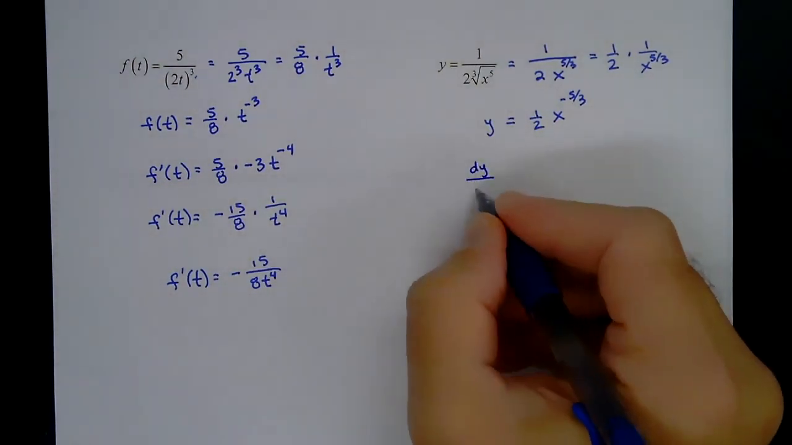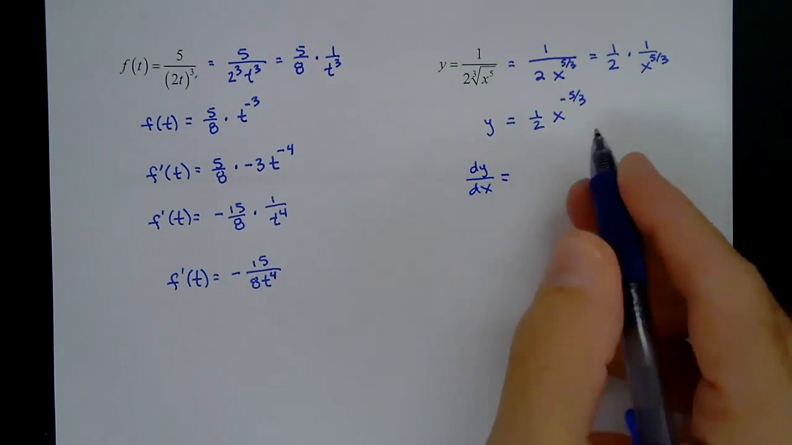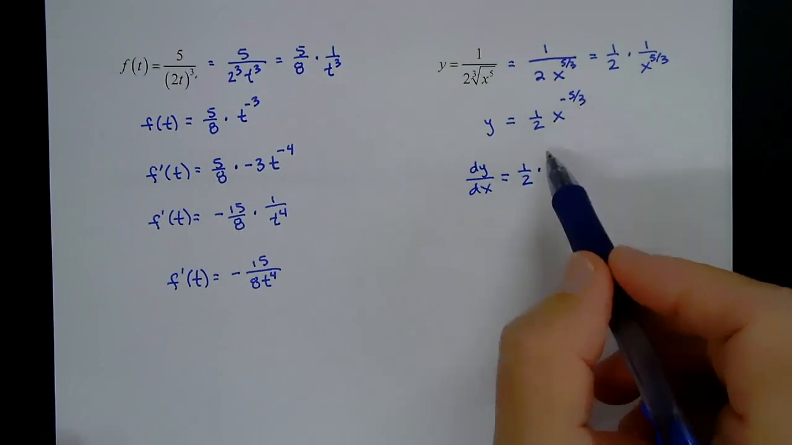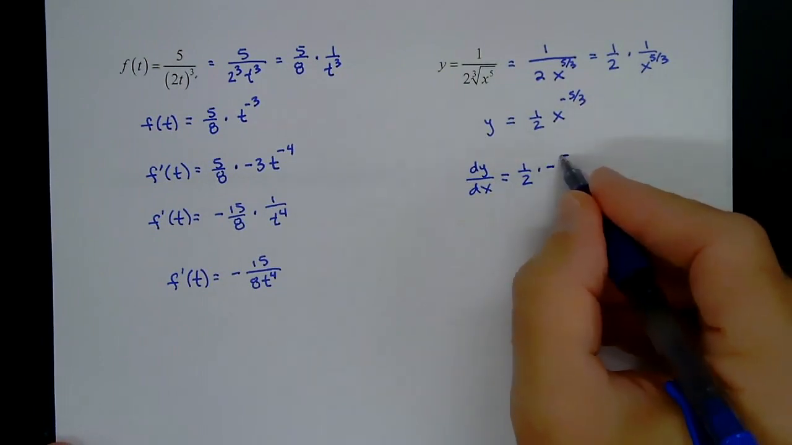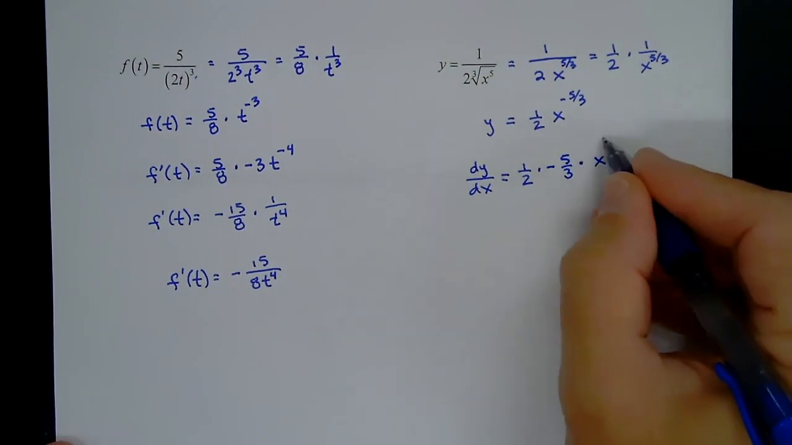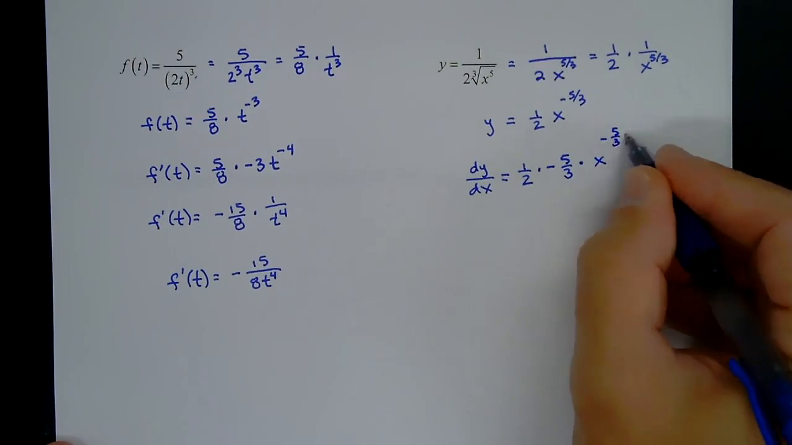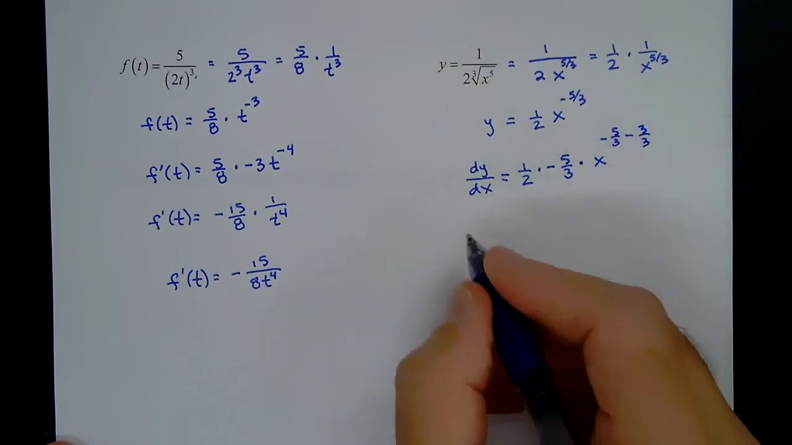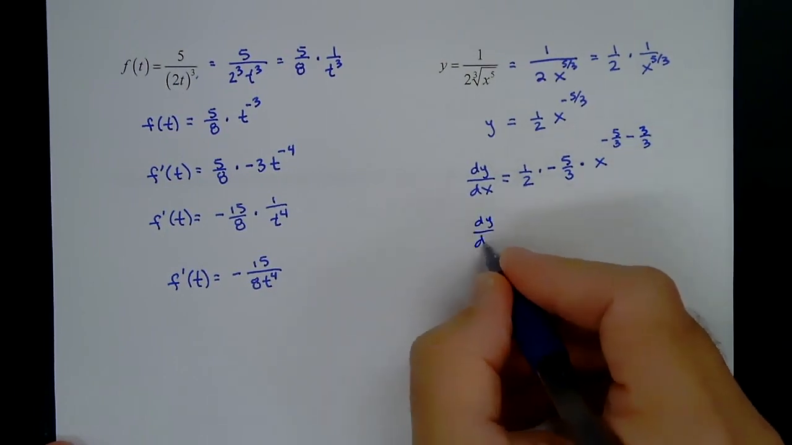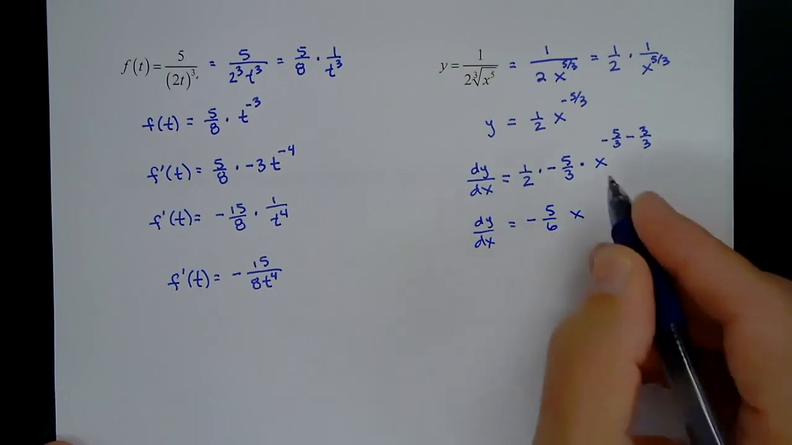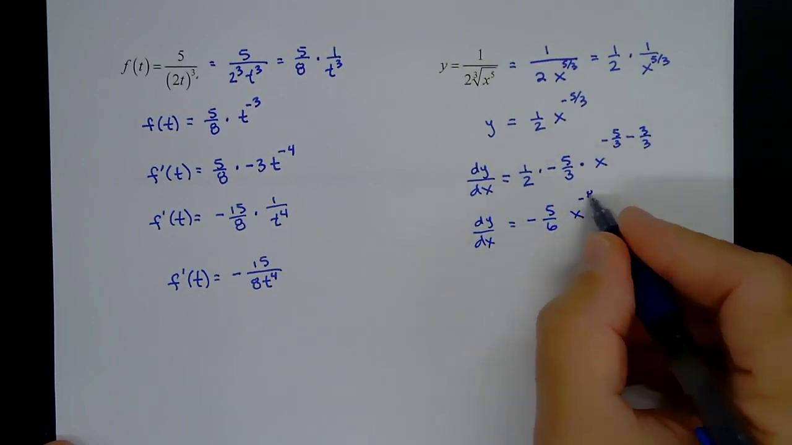So dy over dx is equal to, so this constant, which is 1/2, times, okay, so we're going to bring the power down, so we're going to multiply by negative 5/3, and then times x to the, and then we had negative 5/3, and we want to subtract 1, but the version of 1 that we want is minus 3/3. So that makes dy over dx equal to negative 5/6 x to the negative 8/3 power.